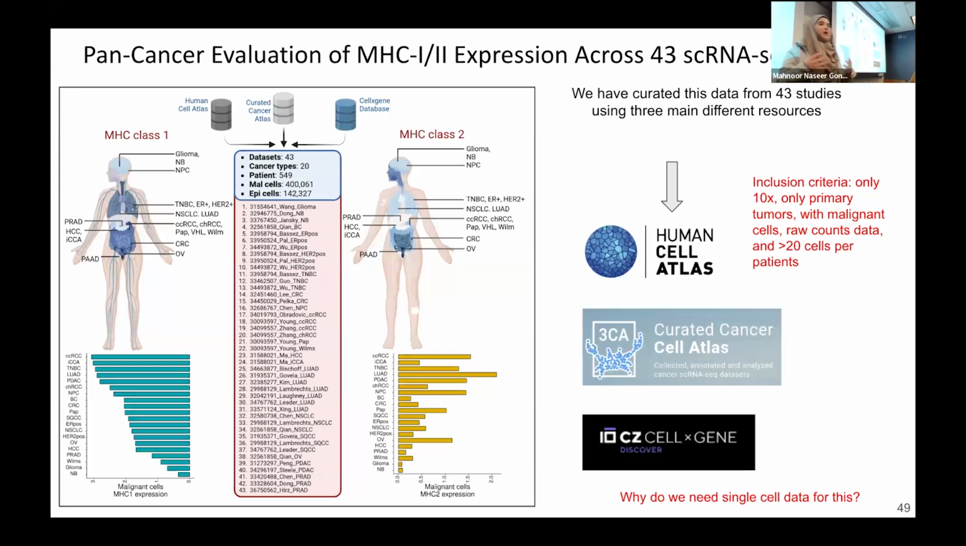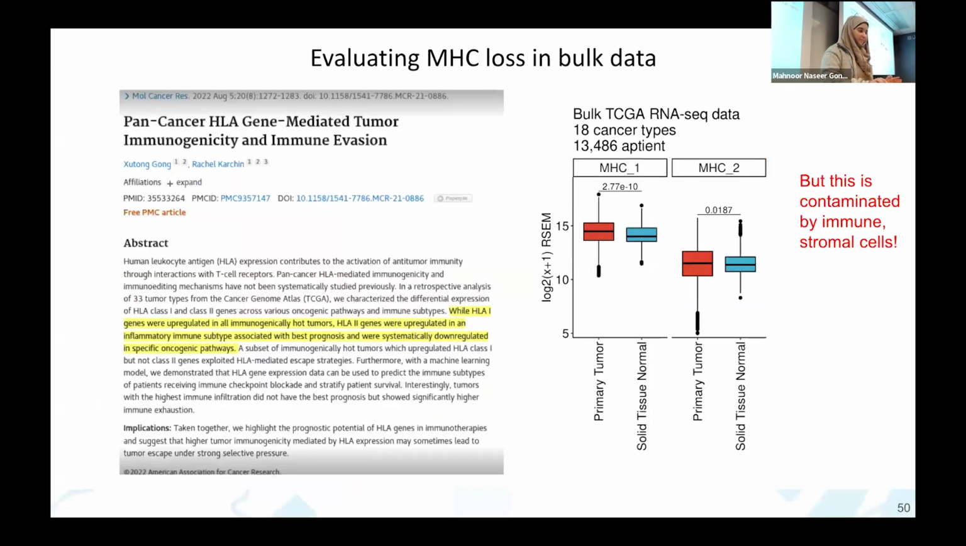So in order for us to answer what happens in cancer to MHC class 1 and class 2 and the regulators, we made this large compendium of single-cell RNA-seq data sets across these 20 different cancer types, patients, malignant cells, as well as epithelial cells, using different databases and inclusion criteria where we're only using 10x primary tissues with malignant cells, with raw counts, and at least 20 cells per patient.